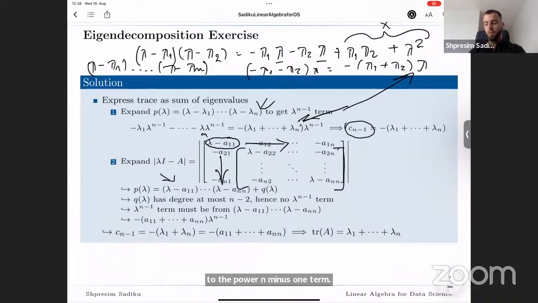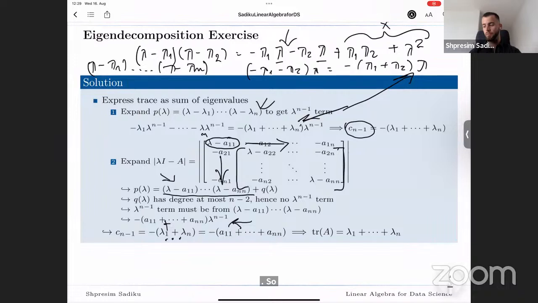So since this would be the only polynomial which would have a lambda to the power n minus 1, the term in front of lambda to the power n minus 1 should be given simply by this expression: (lambda minus a11) times through (lambda minus ann). And if we were to expand this, in the way we did here, this would simply give us a term of this form. All right, so here I forgot 3 dots.